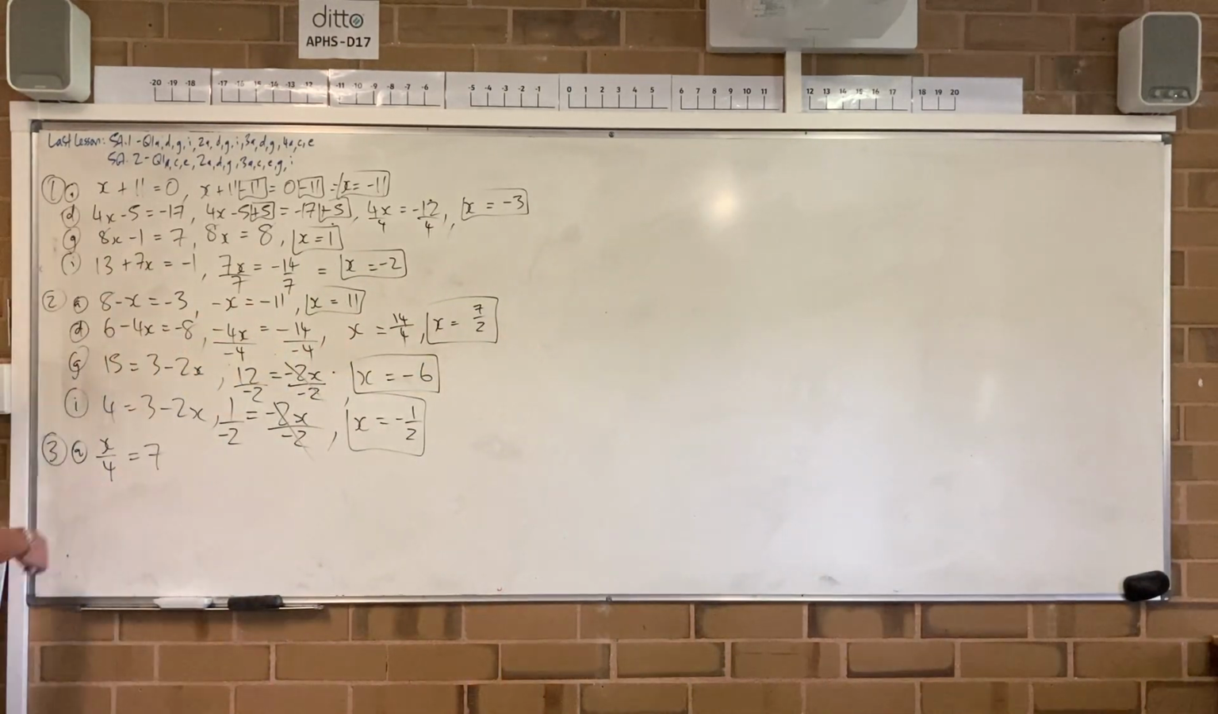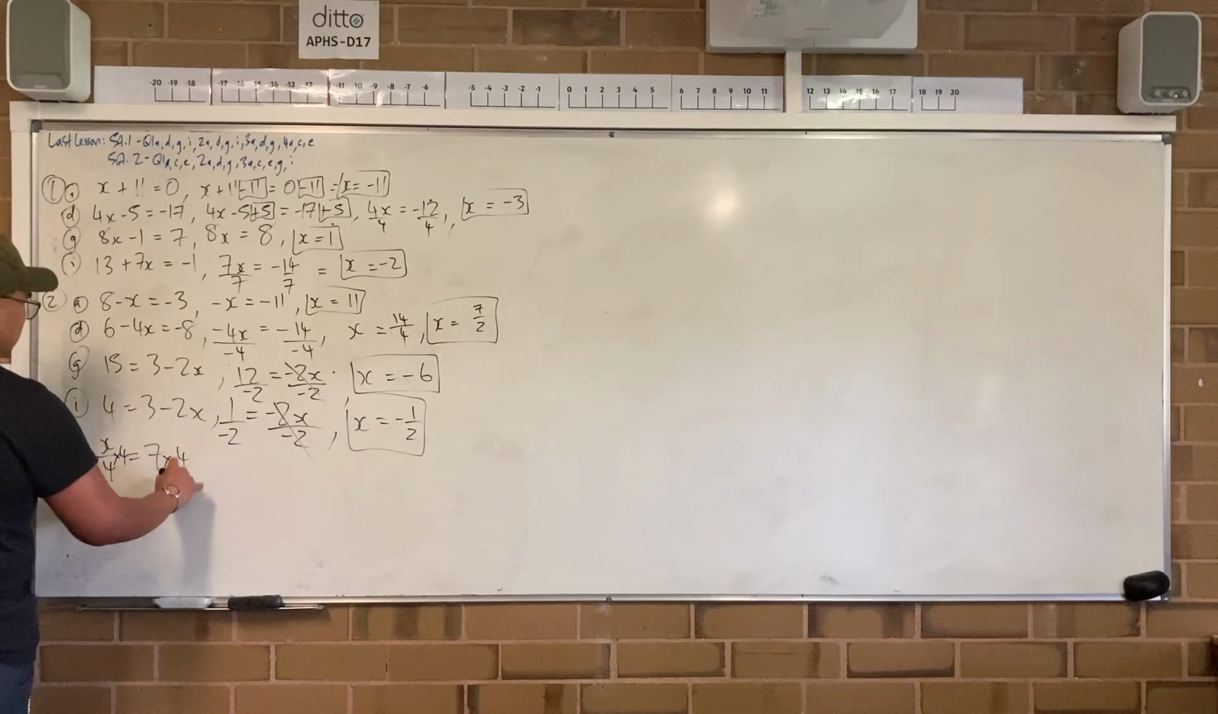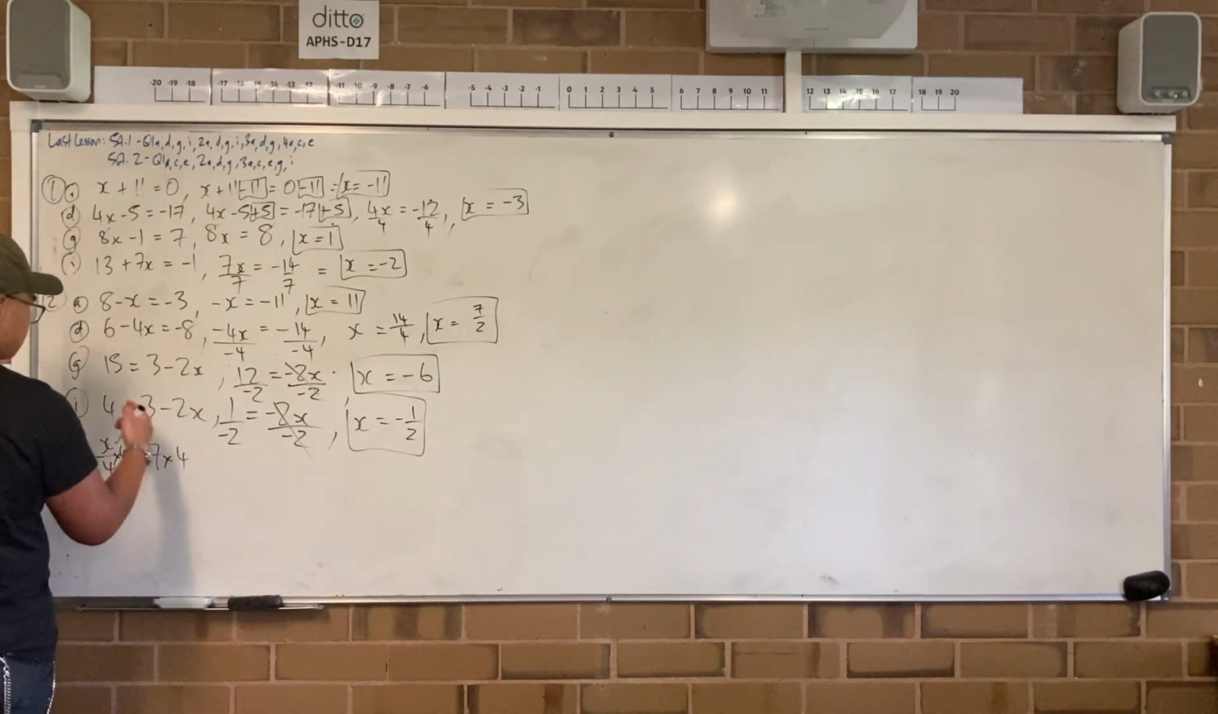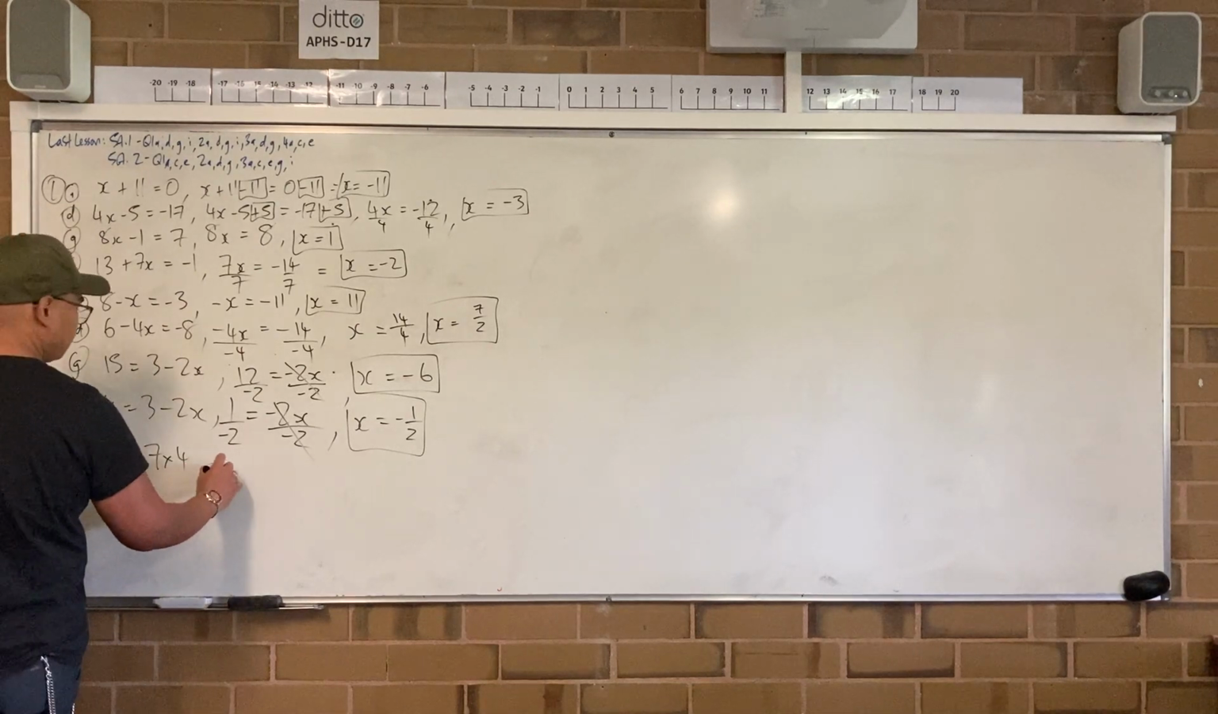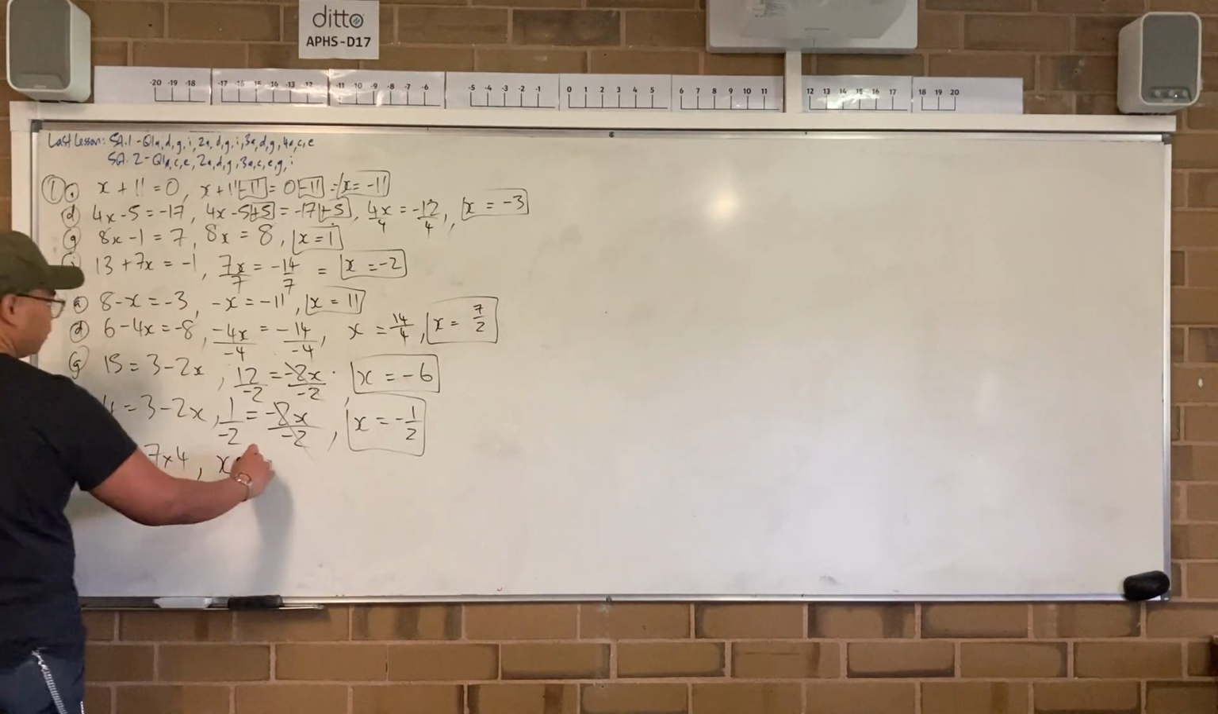What's the 4 doing to x? Dividing. What's the opposite of dividing by 4? Multiplying. Times by 4. Something divided by 4 times by 4 is going to leave the thing. What's 7 times by 4? 28.